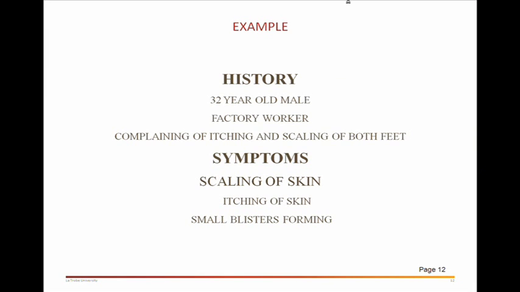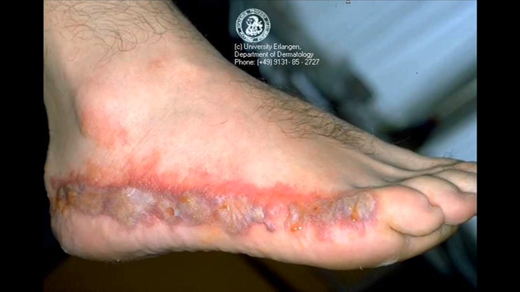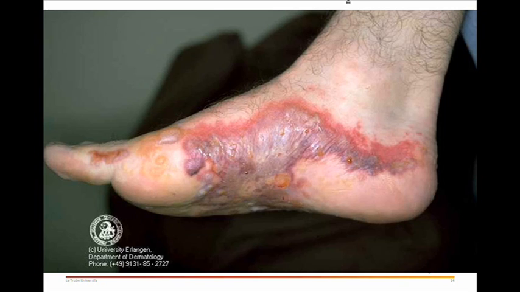An example: a 32-year-old male. He's a factory worker complaining of itching and scaling of both feet. The symptoms include scaling of the feet, itching of the skin, and the forming of small blisters. The picture indicates blisters along the lateral aspect of the foot and the dorsolateral aspect, I guess, of the foot. Medially as well, we have the presentation.